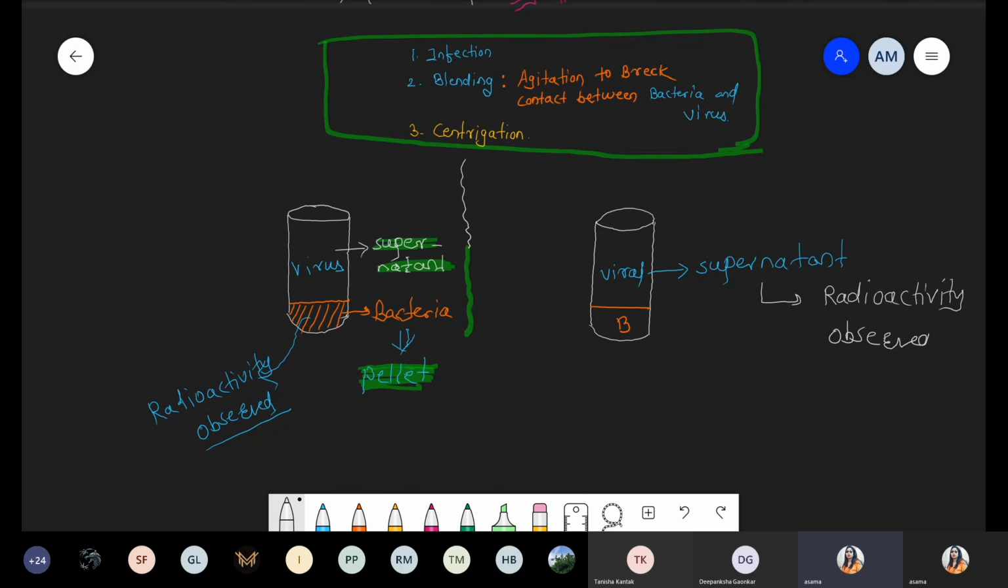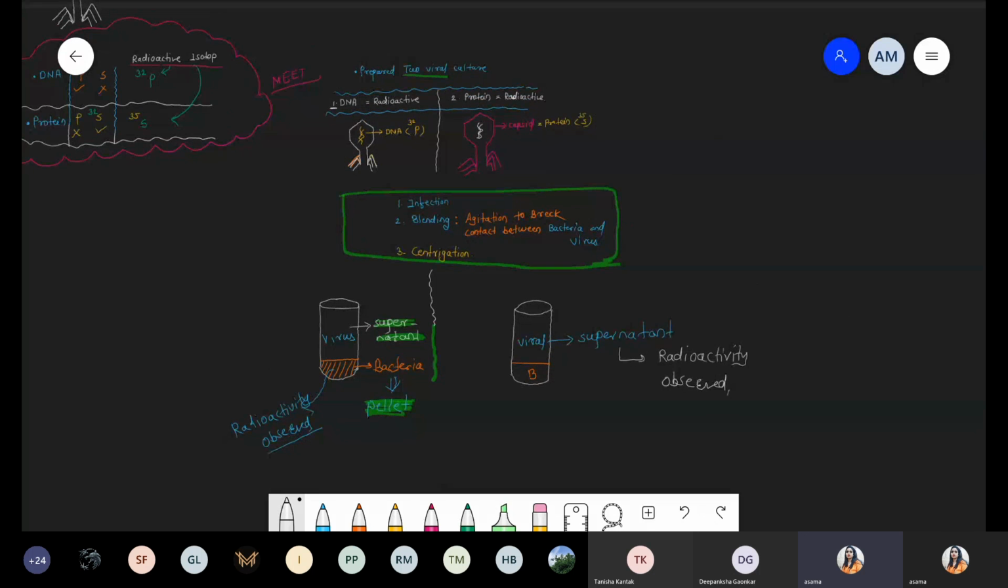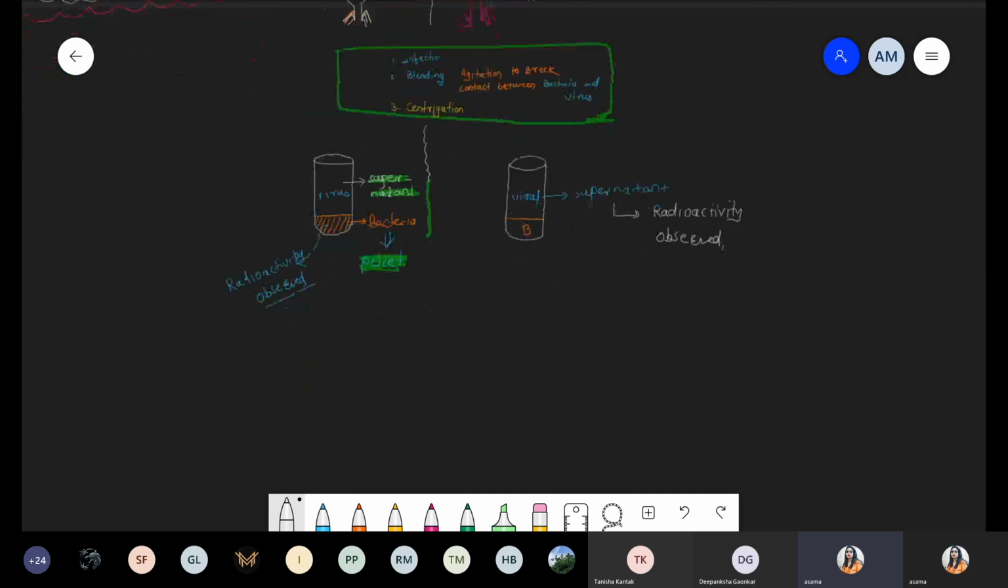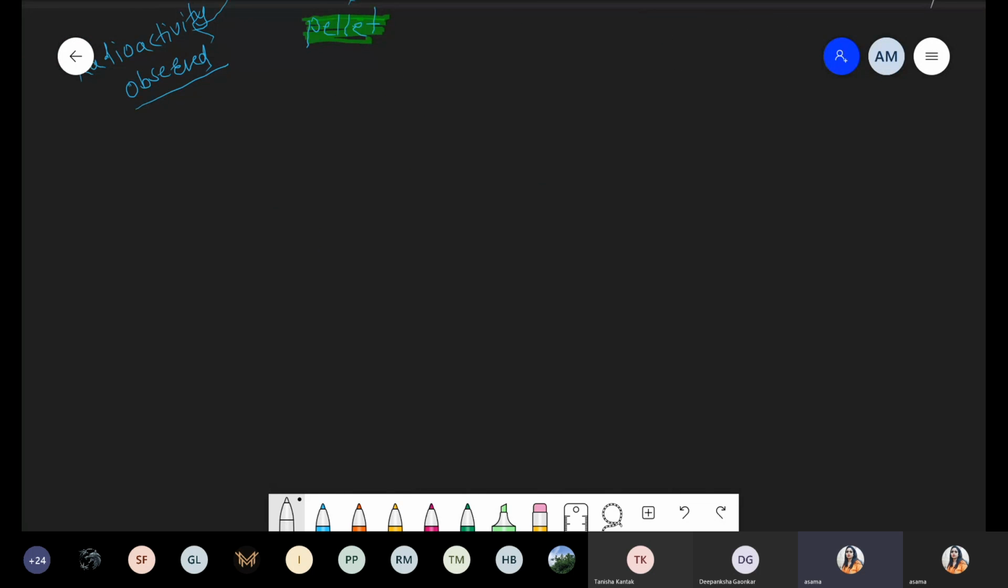Where is it observed? It is observed inside the supernatant. So this is the experiment. Hence, this is the proof that the genetic material which is transferred from one to another is DNA, it is not protein. And what is the conclusion? So finally we are talking about the conclusion, the final conclusion about the genetic material.